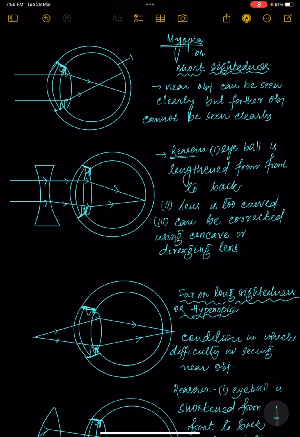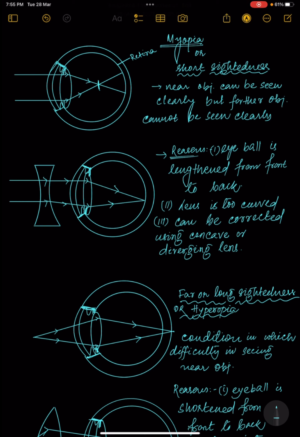If we consider this as the retina, or the inner surface of the eye, and the image is formed here, we can say that the image is formed in front of the retina. In this condition, near objects can be seen clearly, but farther objects are not seen clearly. Short-sightedness means we can see very near objects clearly, but when an object is quite far from us, we cannot see it clearly.